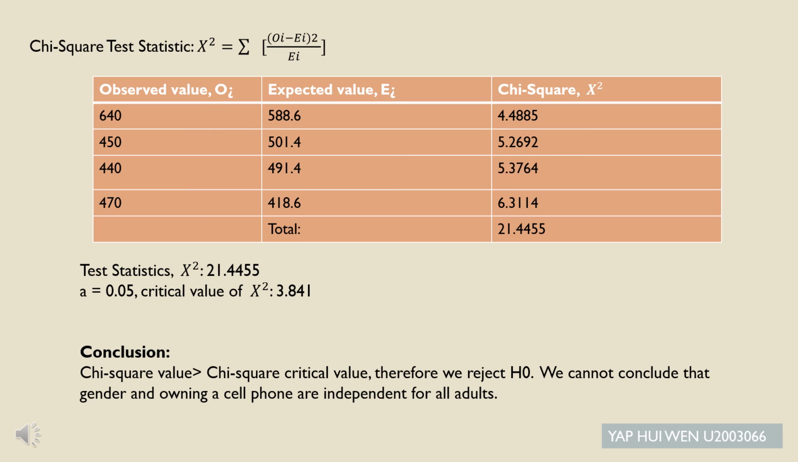By using all the values, we do the chi-square test statistic, and the formula is the observed value minus expected value squared, divided by expected value. After you get all the values for chi-square, you sum up everything, and the answer will be 21.4455. The alpha is 0.05, so based on the chi-square table, the critical value for chi-square will be 3.841. So in conclusion, the chi-square value is larger than the chi-square critical value. Therefore, we reject the null hypothesis, and we cannot conclude that gender and owning a cell phone are independent for all adults.